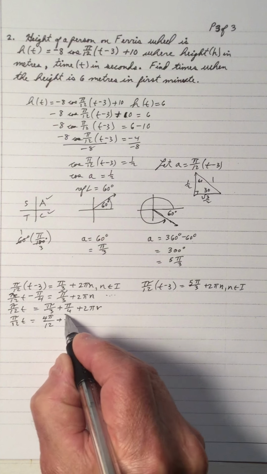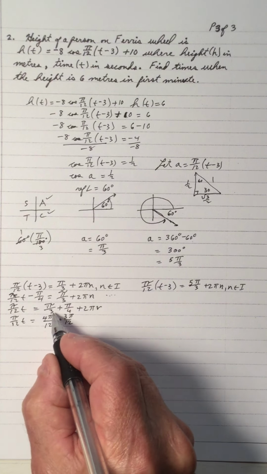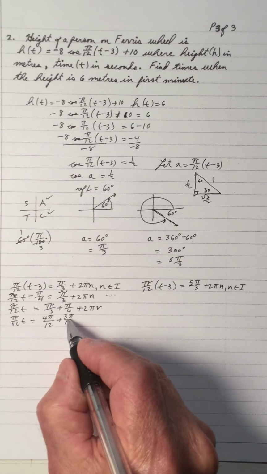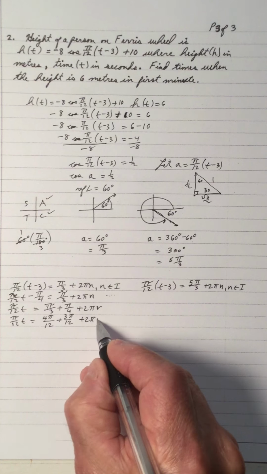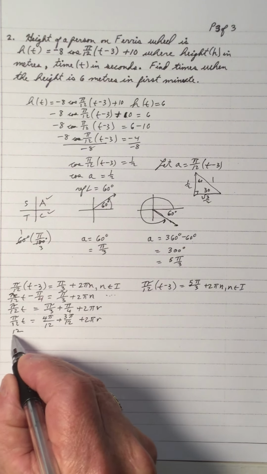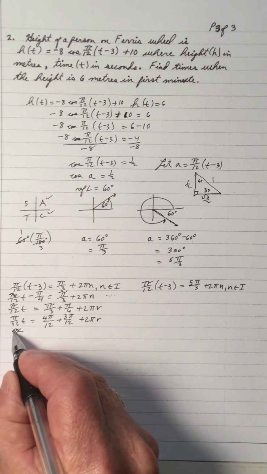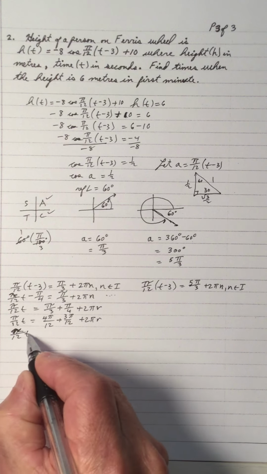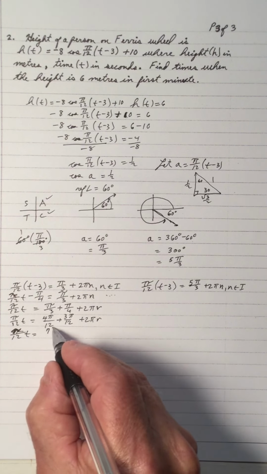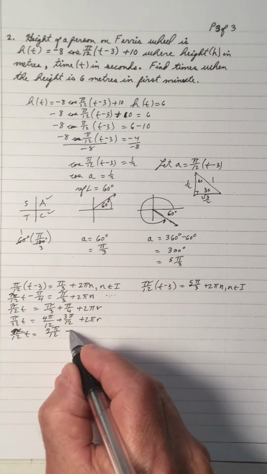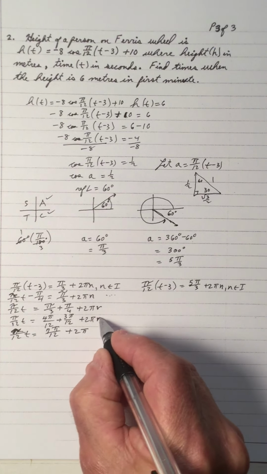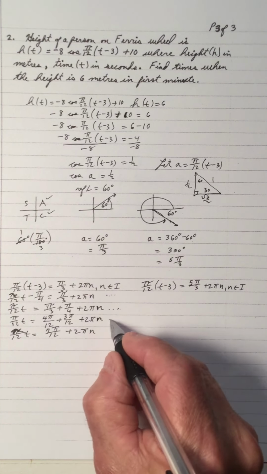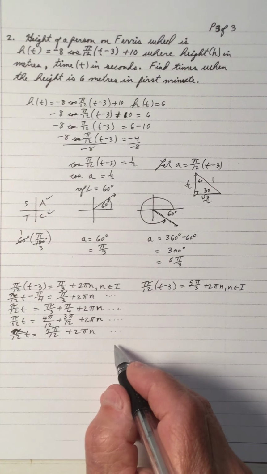12 is a common denominator, so we got 3 pi, because 4 times 3 is 12, and 4 pi, 3 times 4 is 12, 3 times pi is 3 pi. I need a common denominator, so I have pi. Better be careful: pi over 12 t equals 7 pi over 12 plus 2 pi n, and again n belongs to the integers.